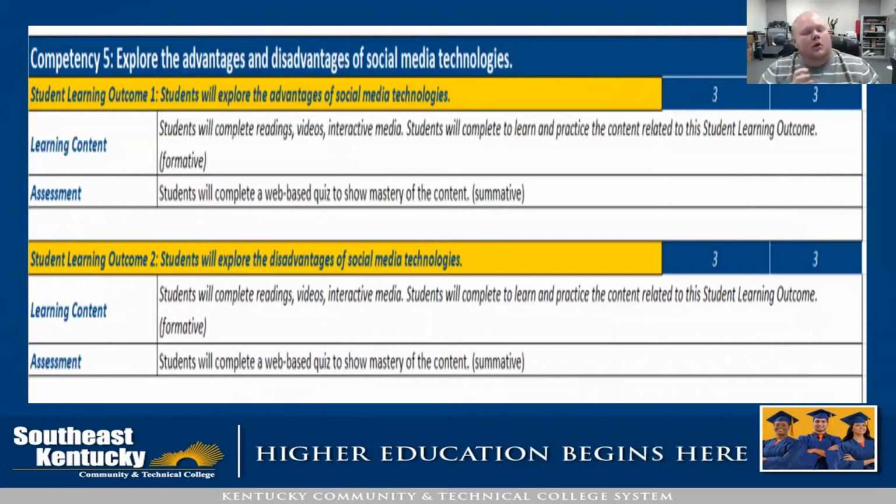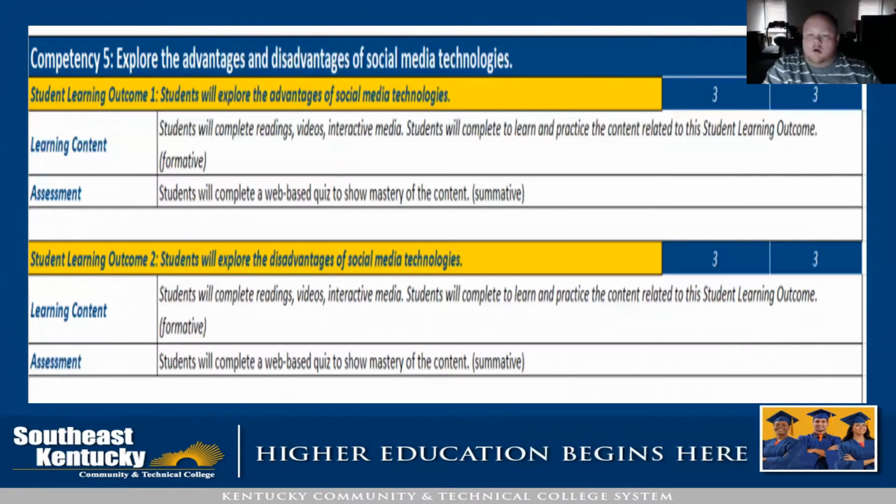So within computer and information technology, we have overall program competencies that are then broken down into the course level. So you're looking at an example from CIT 151, which is Social Media 1. Competency number 5 for the course is explore the advantages and disadvantages of social media technologies, which is then broken down into 2 student learning outcomes. Students will explore the advantages of social media technologies, and then students will explore the disadvantages of social media technologies. So throughout this, students are going to complete a web-based quiz to show mastery of the content.